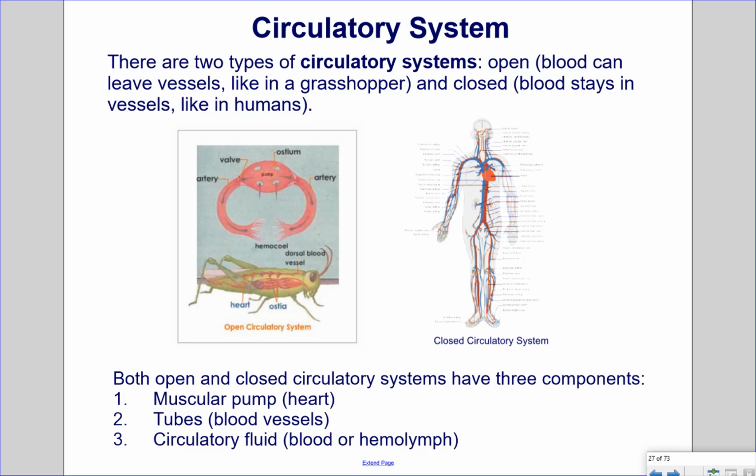Circulatory system. There are two types of circulatory systems: open, where blood can leave the vessels, like in a grasshopper, and closed, where blood stays in the vessels, like in humans. Both open and closed circulatory systems have three components. 1. A muscular pump, or a heart. 2. Tubes, or blood vessels. And 3. Circulatory fluid, blood, or hemolymph.